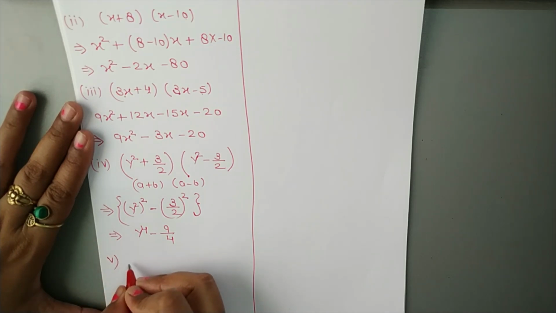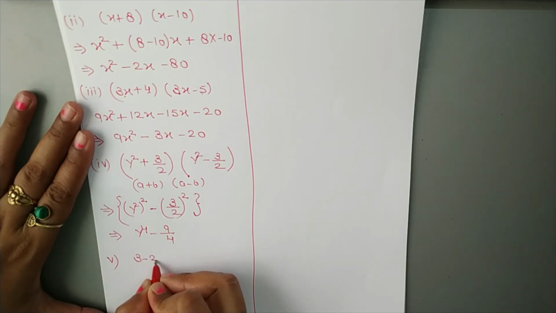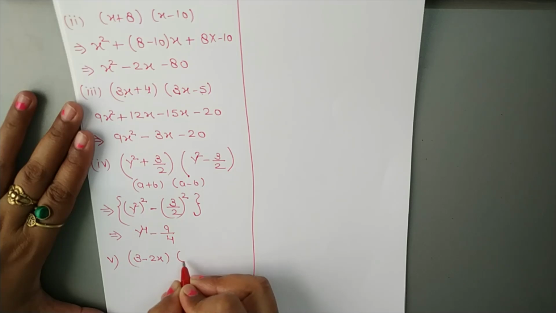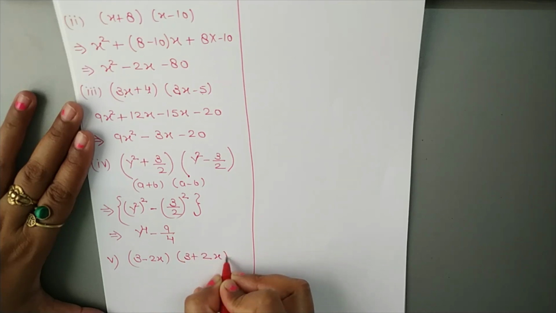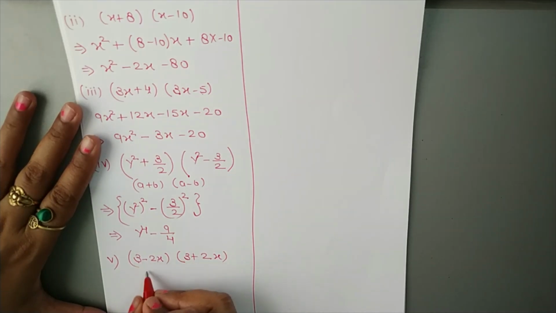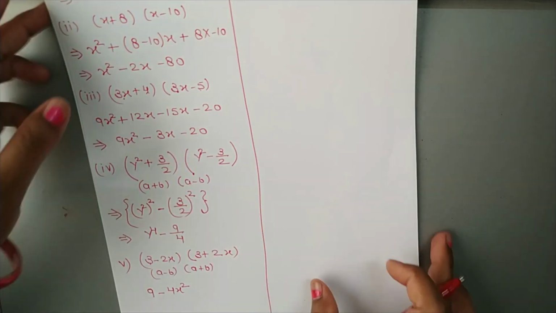Fifth one, (3 - 2x) and (3 + 2x). So this is (a - b)(a + b), so a^2, that is 9, minus (2x)^2, 4x^2. Okay, then move on to the next question.